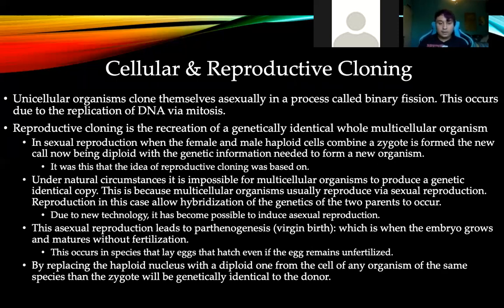Okay, cellular and reproductive cloning. Okay, so unicellular organisms clone themselves all the time through binary fission. This occurs due to replication of DNA via mitosis.